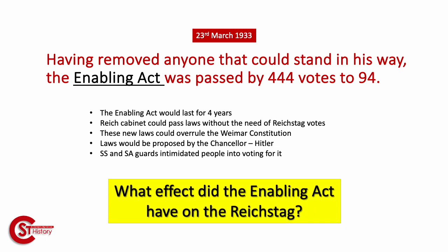So let's think about this question before we finish off this lesson. What effect did the Enabling Act have on the Reichstag? Essentially, it's given Hitler dictator powers. He doesn't need to ask the Reichstag, the parliament, anymore. He can do whatever he wants for these next 4 years. Like we said earlier in this lesson, that lasts a lot longer than 4 years, doesn't it?